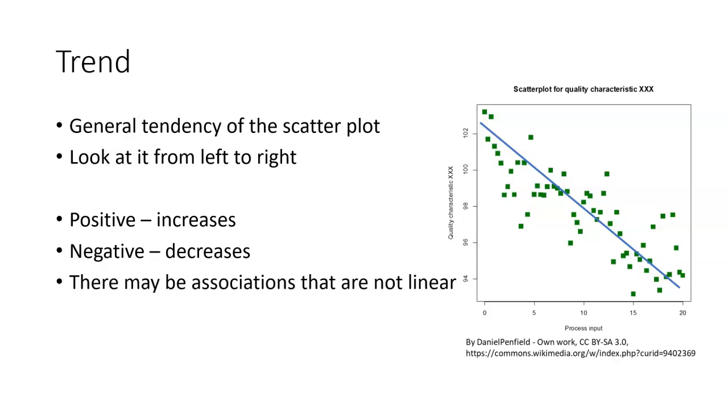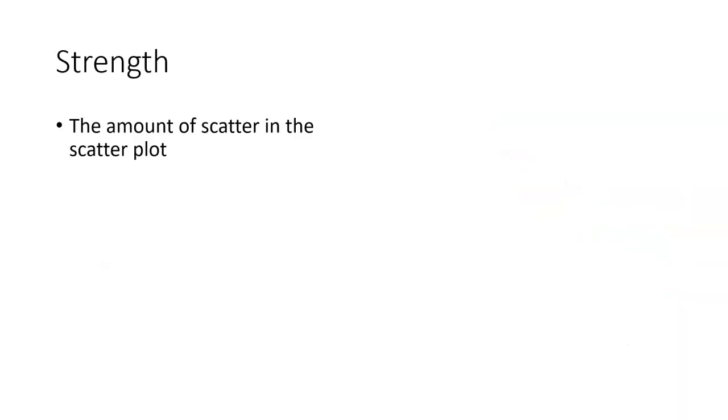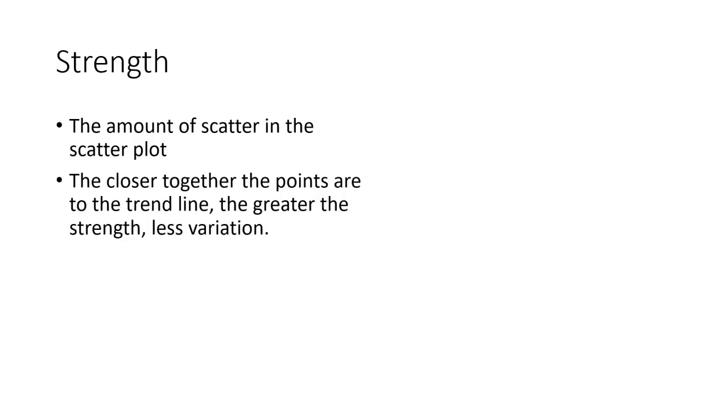Occasionally, there may be associations that are nonlinear. Nonlinear associations are often called polynomial. Strength. Strength looks at the amount of scatter on the scatter plot. In strength, we're trying to figure out variation. The closer together the points are to the trend line, the greater the strength, the less variation there is.